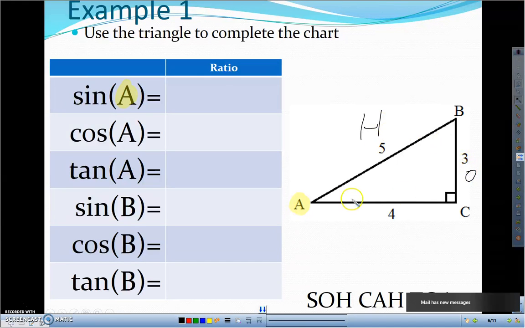This here is the opposite side across from A. And this is the adjacent side. So O, A, and H. So sine A is equal to O over H, which is 3 over 5.